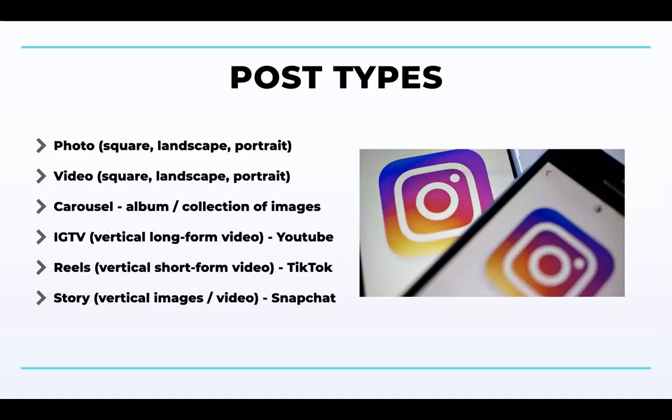All right, so post types. There are photos, and these can be cropped in many different ways. You see square photos on your feed, landscape photos, so horizontal, and portrait, which are the more vertical sized. Videos, the same format, are sub 1 minute. When you're posting a video, it's important to know that, less than 1 minute. You have carousel, those are the albums and the collection of images, which can be very powerful. And then there's also IGTV, which is vertical long form video.